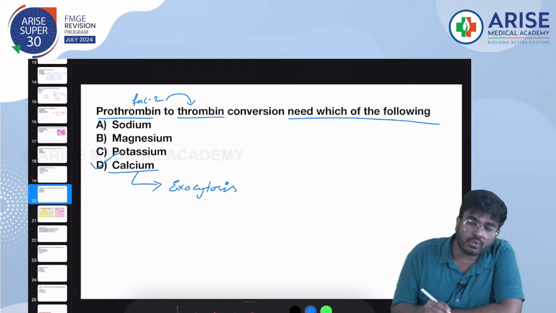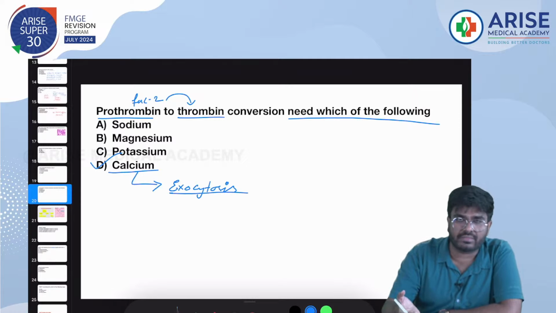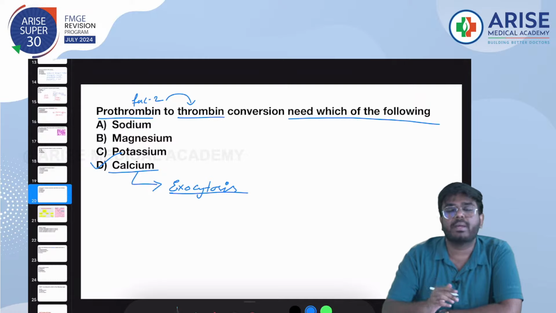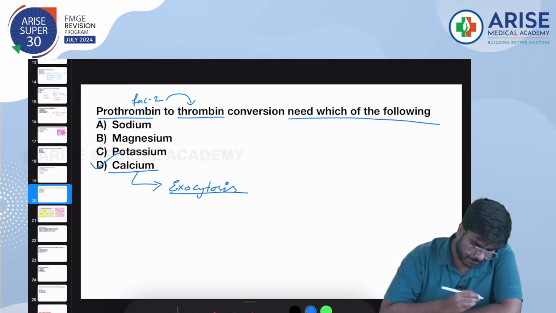In the process of exocytosis, of the substances, which ions are required? Calcium ions are required. Okay.